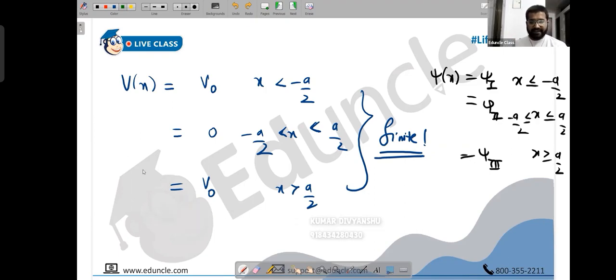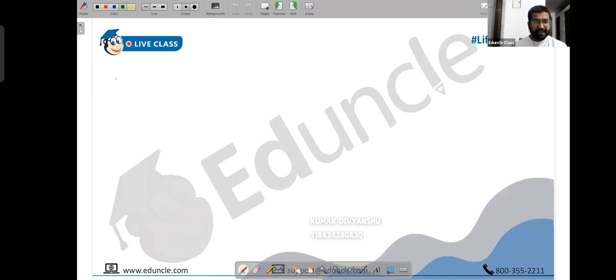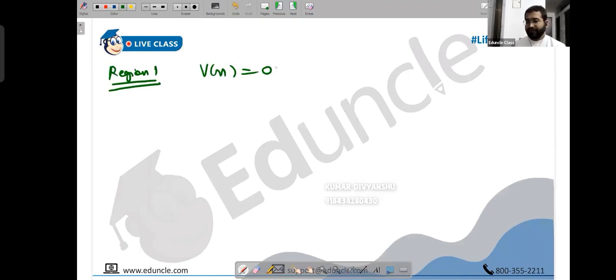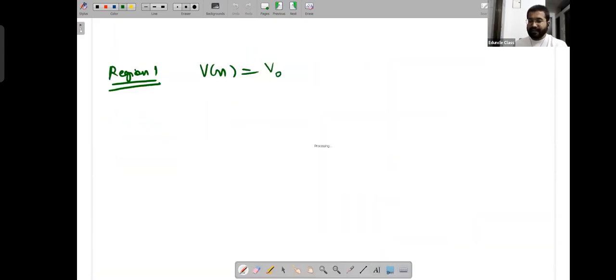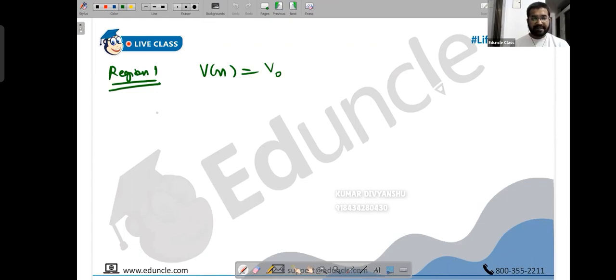Next. So now we just want to find psi 1, psi 2, psi 3. Let's start with region 1. What do we have? V of x is 0. Sorry, V of x is v0. In region 1, people, V of x is v0. In region 0, also V of x is v0. I think we can later use a similar approach for both. So what is our potential, people? And what is the condition? We are using the condition E less than v0.